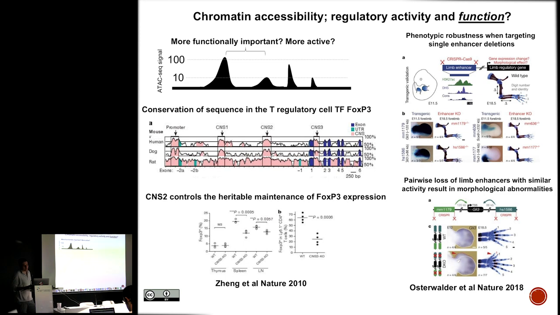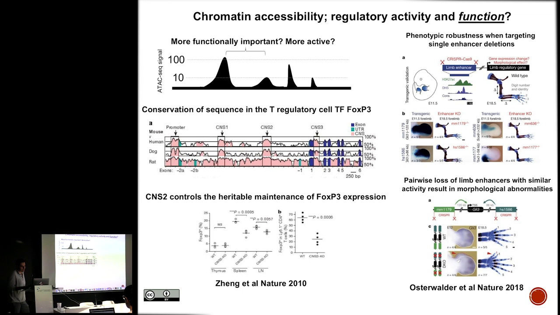So along with function, how do you know if this open chromatin region is more important than this open chromatin region? Well, one thing you can say is this is more highly represented in most of the cells, whereas this one is probably not as highly represented in most of the cells that you're capturing.